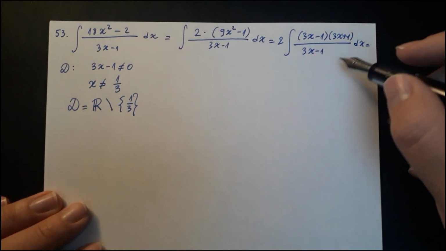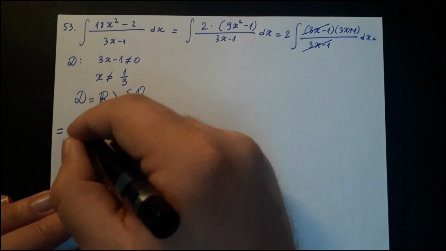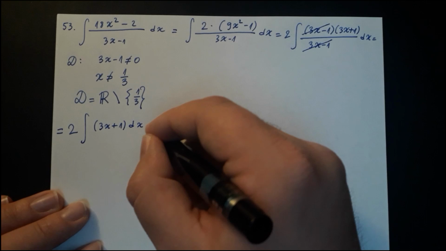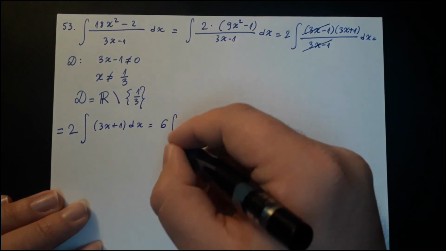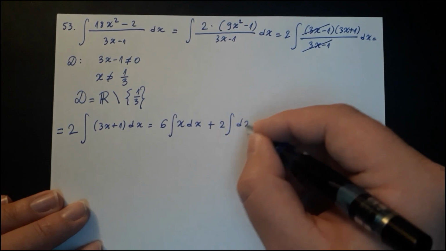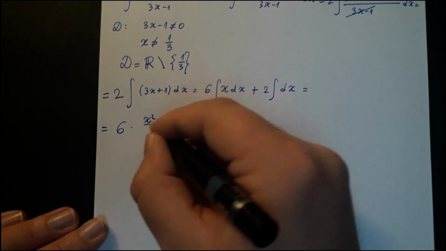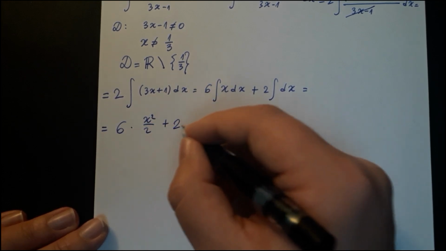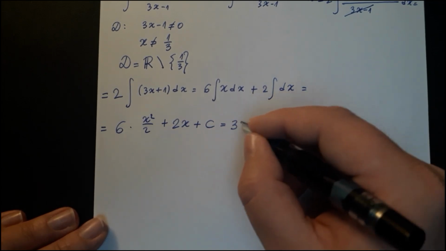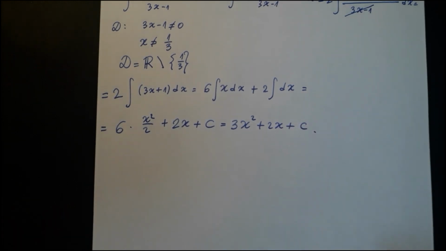Now 3x minus 1 can cancel out, and we are left with 2 integrals of 3x plus 1 dx, which is equal to 6 integrals of x dx plus 2 integrals of dx. That is equal to 6 times x squared divided by 2 plus 2x plus an arbitrary constant c. So this is 3x squared plus 2x plus c.